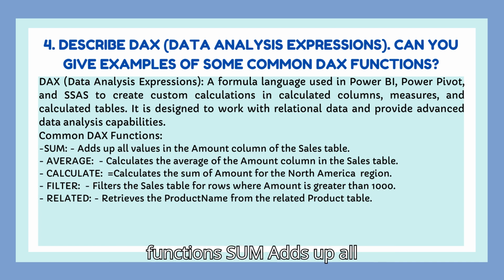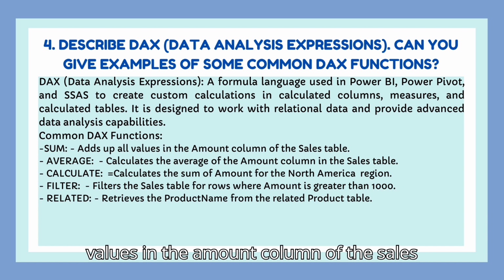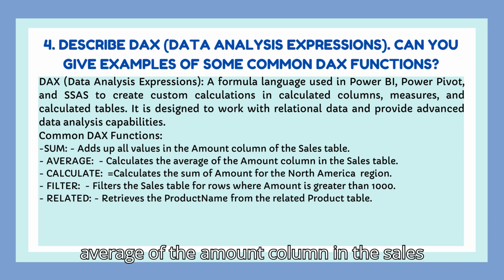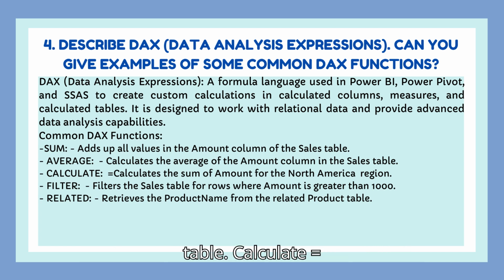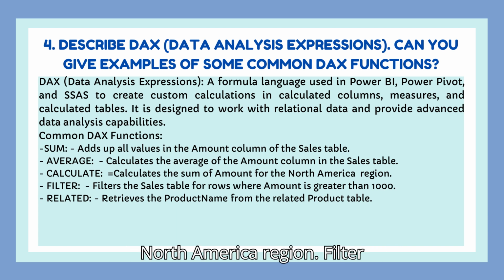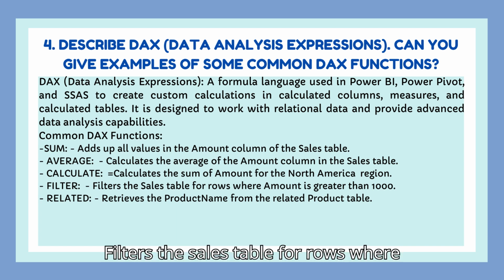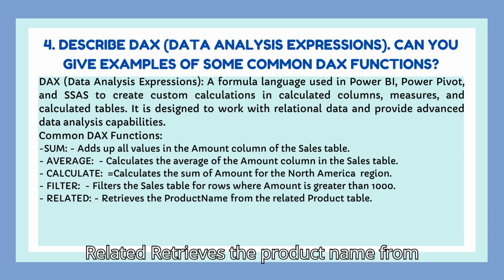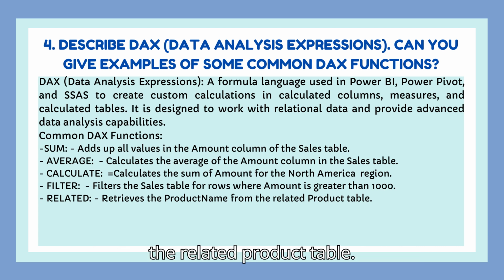Common DAX functions. Sum. Adds up all values in the amount column of the sales table. Average. Calculates the average of the amount column in the sales table. Calculate equals calculates the sum of amount for the North America region. Filter filters the sales table for rows where amount is greater than 1,000. Related retrieves the product name from the related product table.